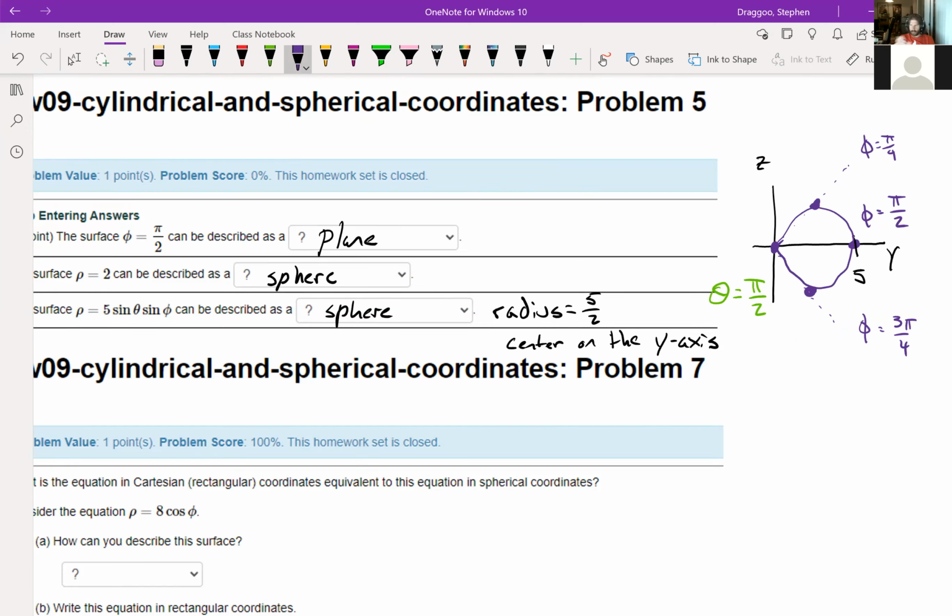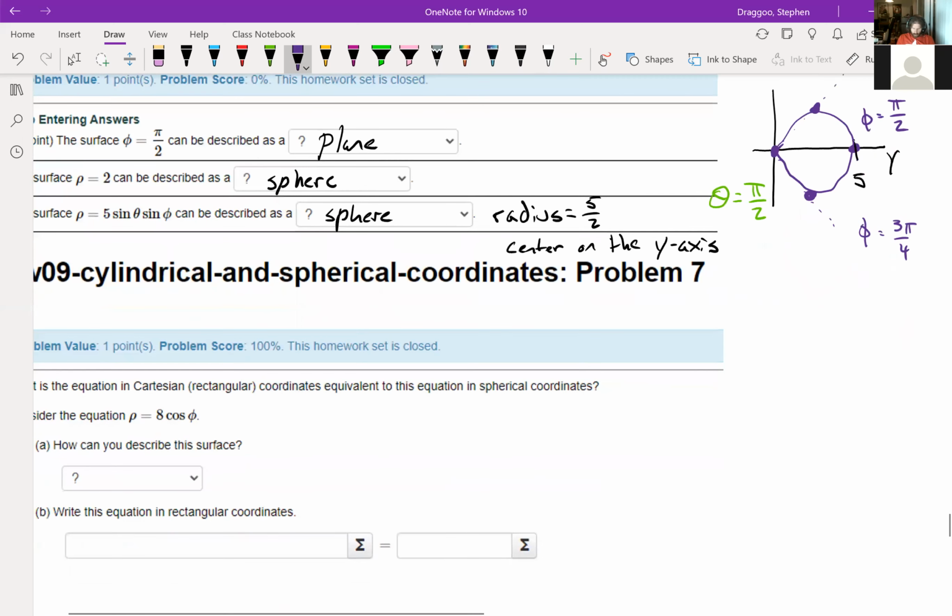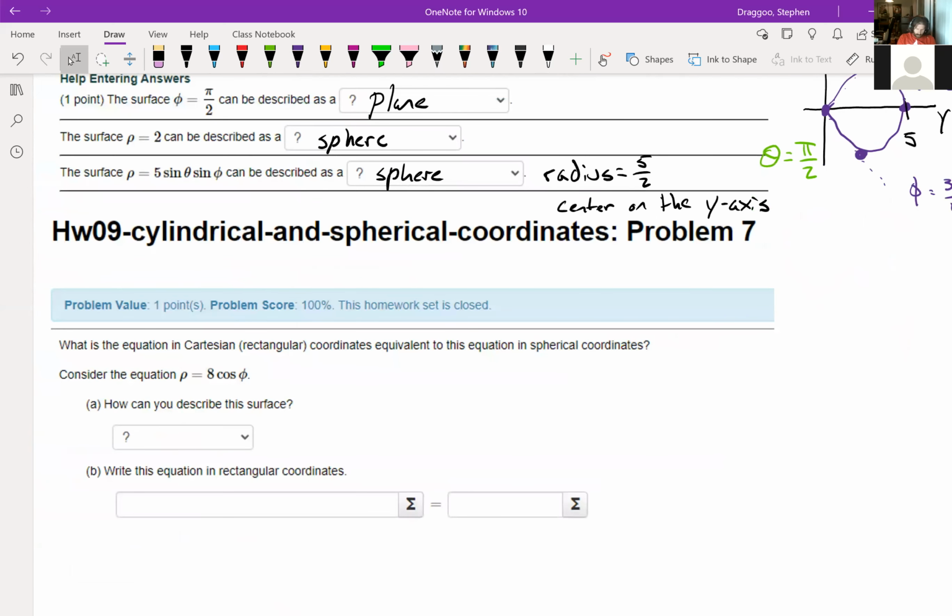And if I rotate that thing around through theta, so that I start including some values of x, I'll start to see that that thing comes out to a sphere. Quite similarly, this shape down here is also a sphere. It has a radius of four, 8/2, which is four.